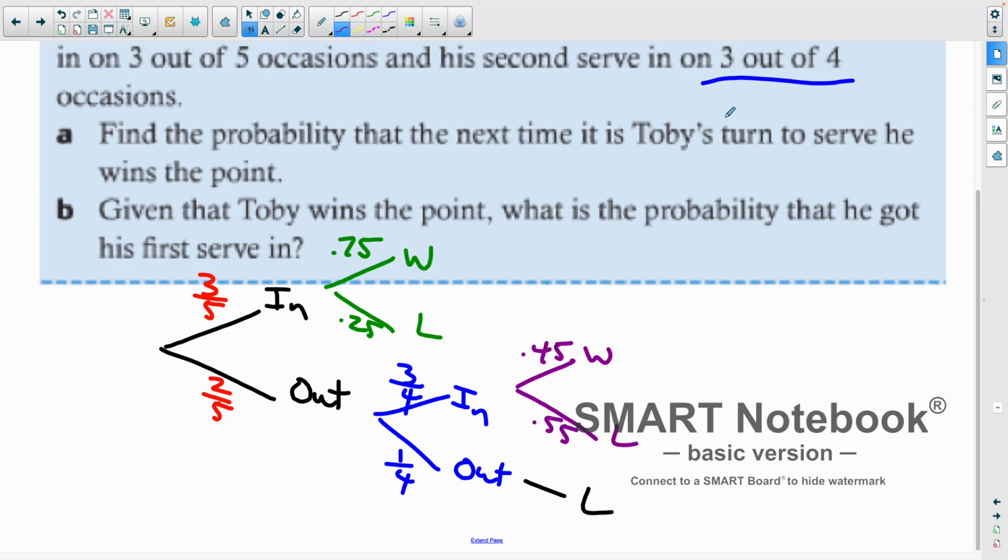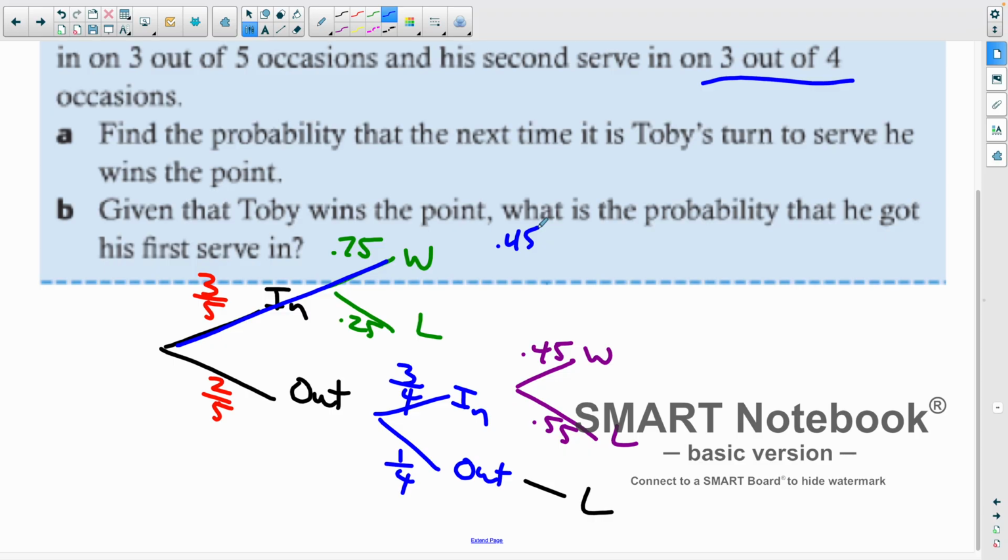Now, let's answer the question. Find the probability that the next time it's his turn to serve, he wins the point. How many different paths take me to winning a point? 2 paths. I'm going to multiply these together right here: 3/5, or you could do 0.6 times 0.75. And I believe that is 0.45. You can verify that with a calculator.